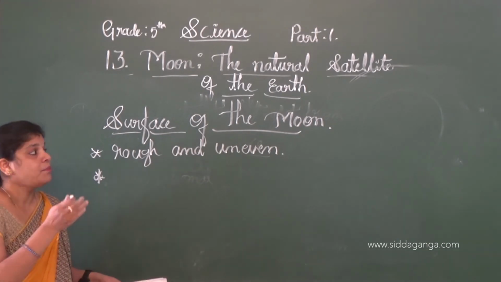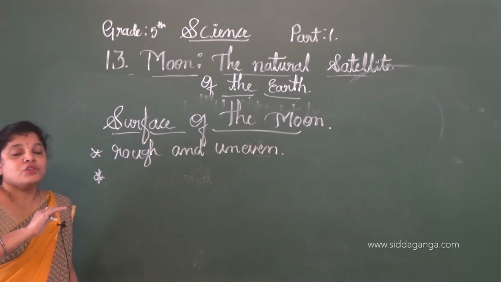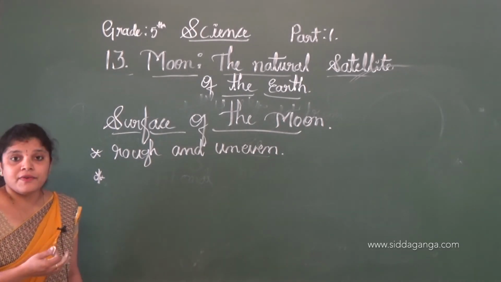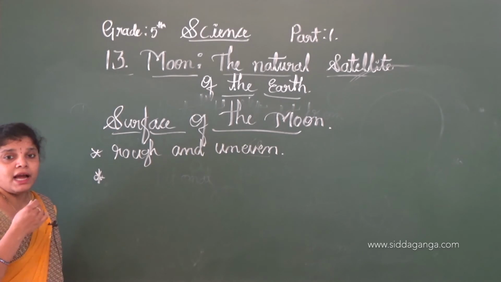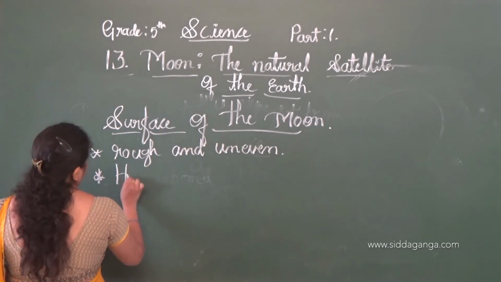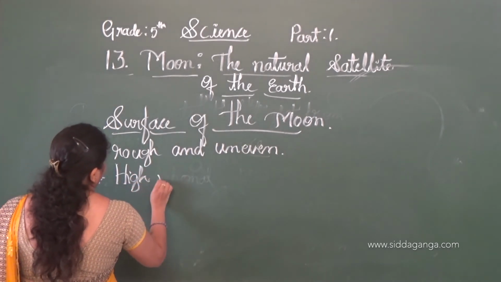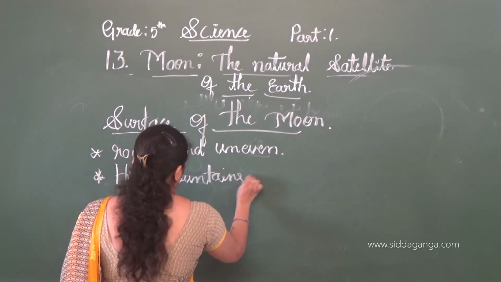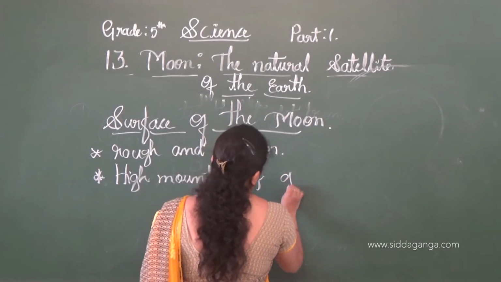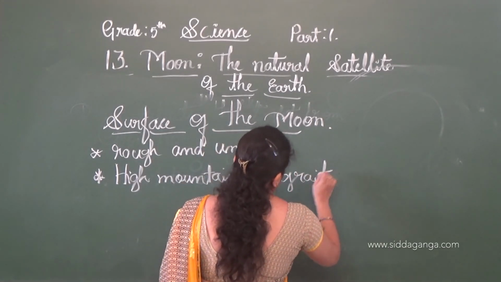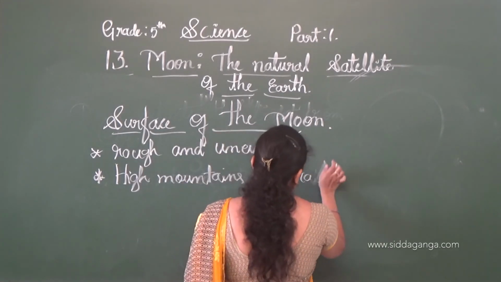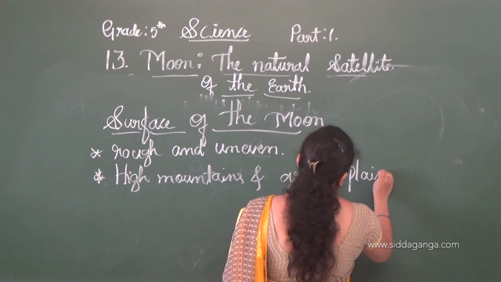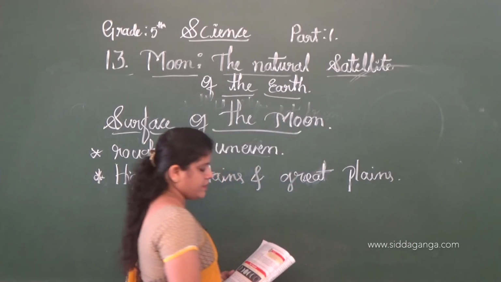So there are very uneven and rough, and there are many high mountains and great plains on the surface of the moon.